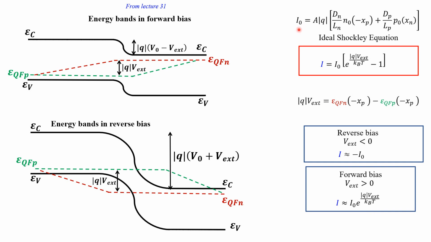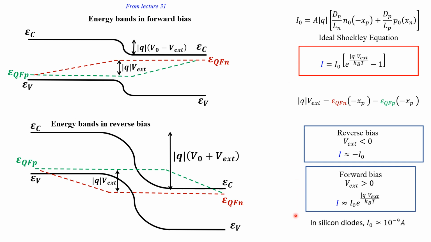Now notice that the saturation current depends on the concentrations of minority carriers. This is the concentration of free electrons in a p-doped semiconductor in equilibrium. And this is the concentration of holes in an n-doped semiconductor in equilibrium. And we have already seen that these concentrations are very low. The concentration of free electrons in a p-doped semiconductor is very low. The concentration of holes in an n-doped semiconductor is also very low. And that means that the saturation current will be typically very, very low.